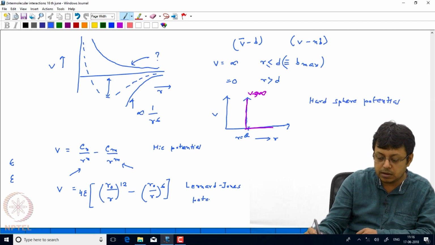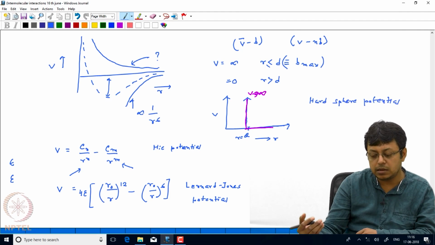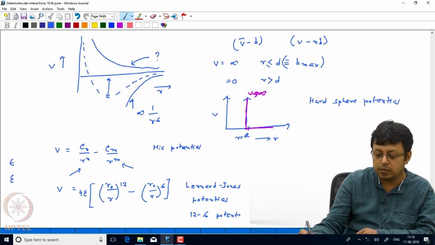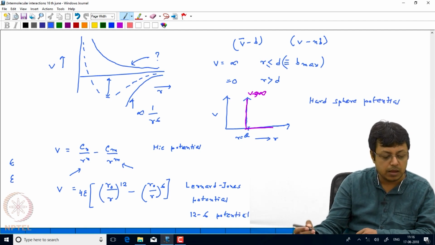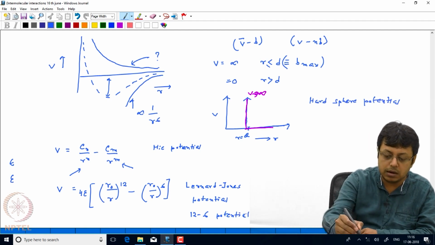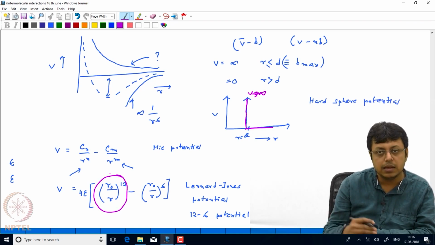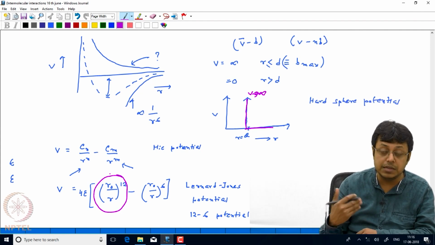So this is after Lennard-Jones, who basically modeled the repulsive part as r to the power 12. Sometimes it is known as the 12-6 potential because of the functional form of this equation. Now, the problem with the Lennard-Jones potential is that this r to the power 12 term is very empirical. So, there is no reason why it should actually go like r to the power 12.